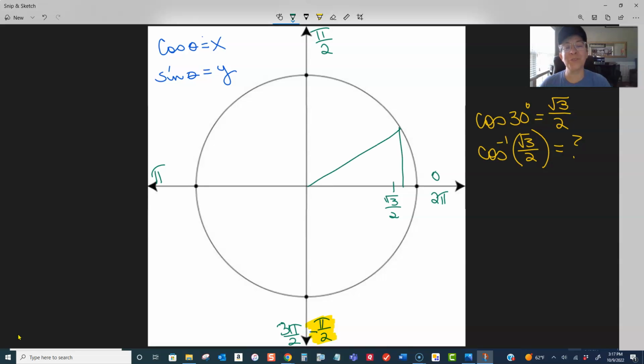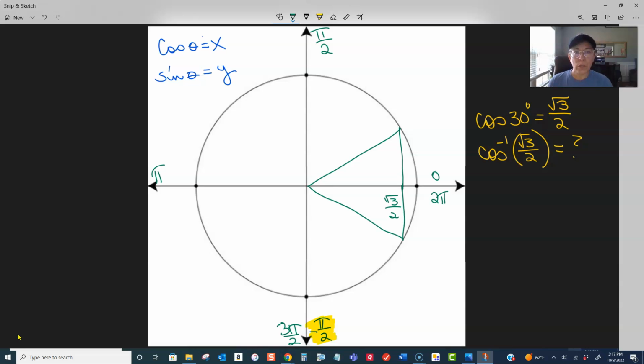But if you recall, there are multiple angles that can give us that root 3 over 2. For example, here is our x value, there's our root 3 over 2. Let's say that's our 30 degrees. Okay, I didn't put it in a very good place. We'll just move that over. All right, so there's our root 3 over 2. But there's another angle that would have that same x value, in other words, that same cosine value.